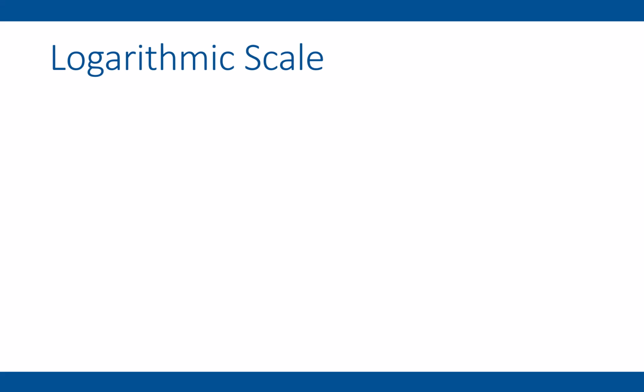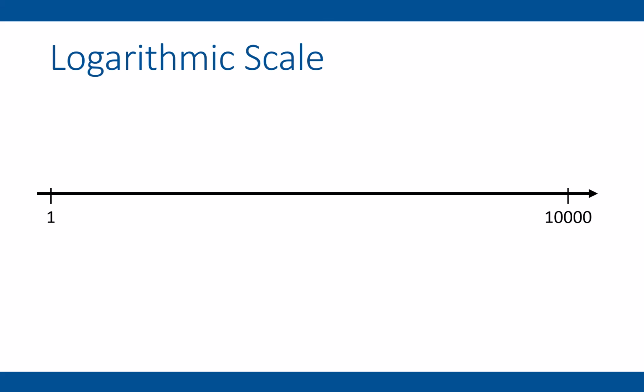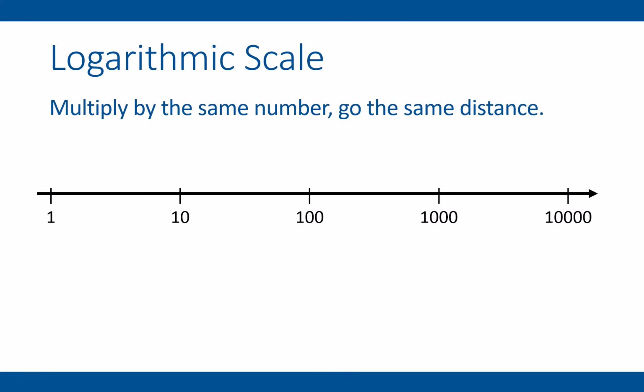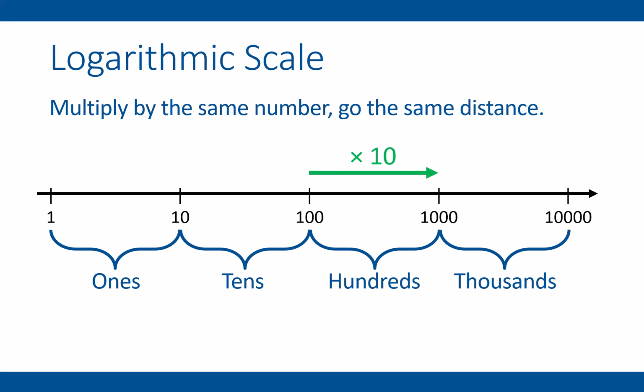Now, look at a logarithmic scale. I still want to go up to 10,000, but I break the space up differently. On a logarithmic scale, when we multiply by the same number, we go the same distance. For example, the green arrow represents multiplying by 10. Starting at 1, we can multiply by 10 and get to 10. If we start at 100, then multiplying by 10 will take us to 1,000. Multiplying by 10 always takes us the same distance along the axis. The ones, tens, hundreds, and thousands each get the same amount of space on the graph.